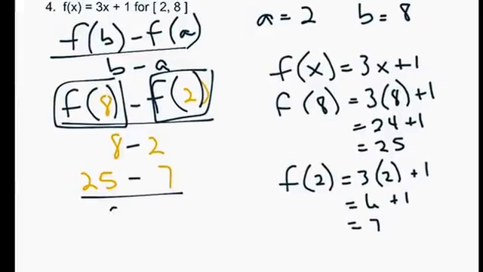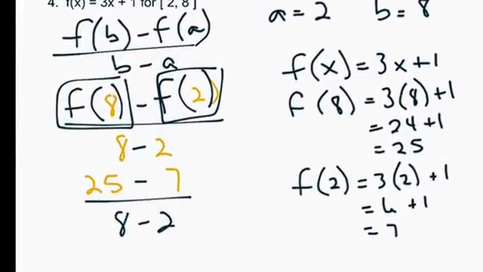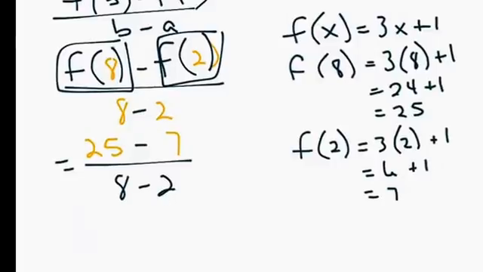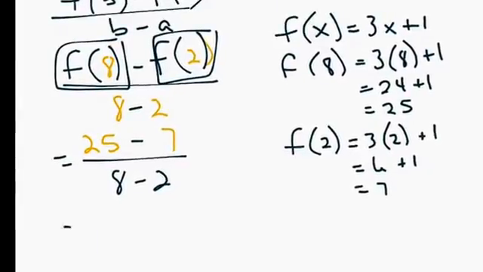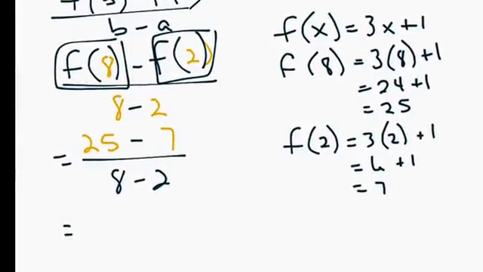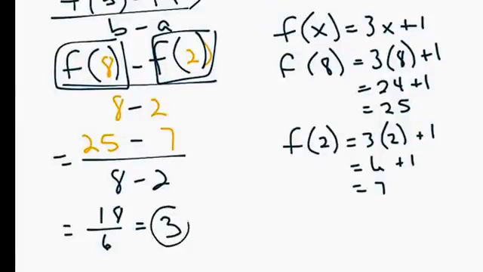Bringing down my 8 minus 2. And now I get to just simplify. So 25 minus 7 is 18. And 8 minus 2 is 3. Nope, 8 minus 2 is not 3. 8 minus 2 is 6. I was jumping ahead because 18 divided by 6 is 3.